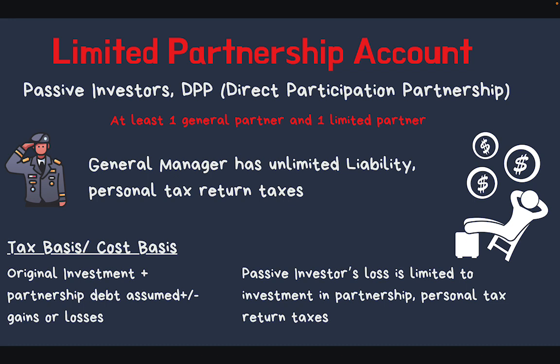Now, the tax basis is also called the cost basis. You are going to see cost basis and tax basis used a lot during the Series 65. That's the taxable amount, the basis that will be taxed. And that can be found through the original investment plus the partnership debt that's assumed, plus or minus gains or losses.